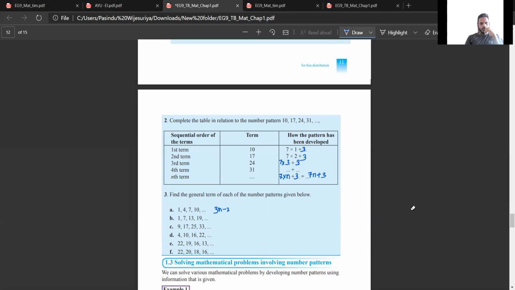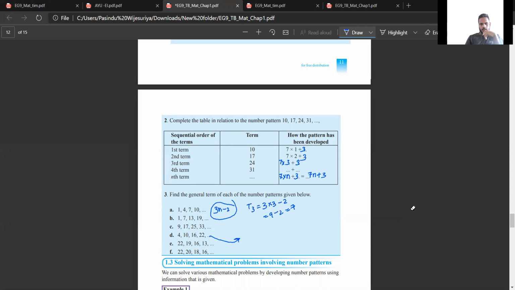Term number 3 is 3 into 3, which is 9, minus 2 is 7. So I will show you that. T3 is 3 into 3 minus 2. So it's 9 minus 2 is 7, and that 7 is this. I hope you all understand. Then that is the general term.